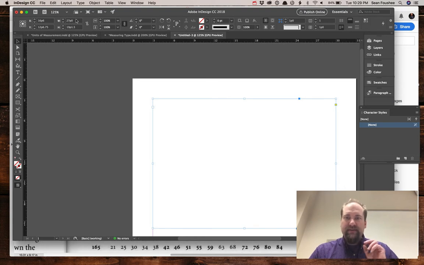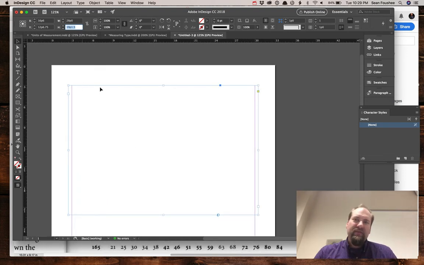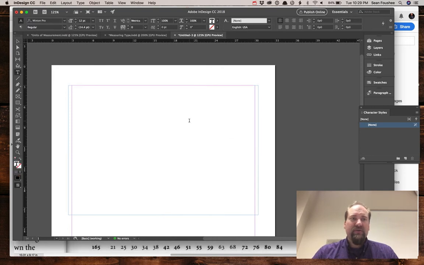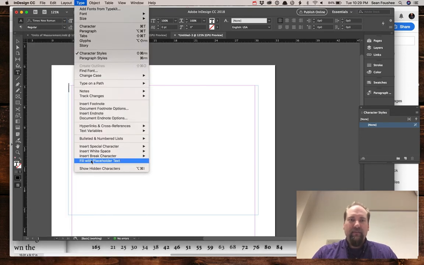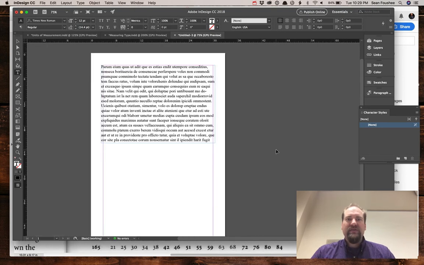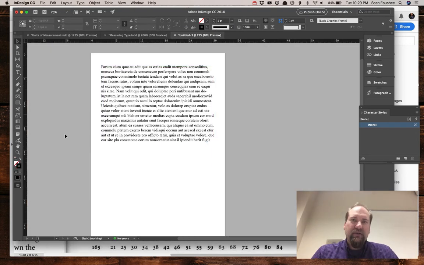Well, I need to make it 28 picas. So this is now the width of a text frame that would fit an ideal measure length using Times New Roman, 12 points. If I fill that with placeholder text and back this off, we see that that is now considered the ideal measure length, meaning that is the proper width of a line of text that is ideal for the reader in terms of comfort.